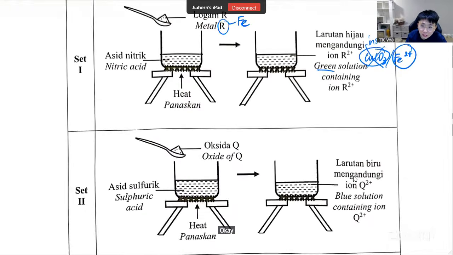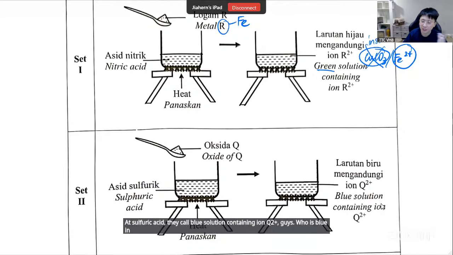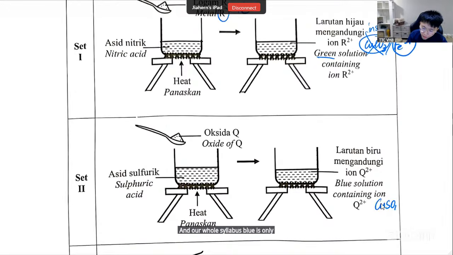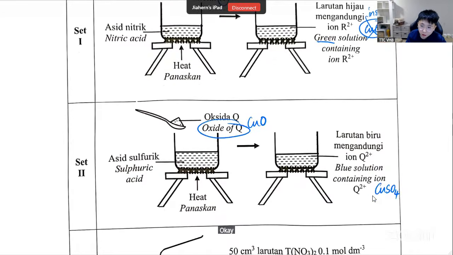Then moving down, oxide of Q. So Q has oxygen, but who is Q? I don't know yet. Add sulfuric acid, it becomes a blue solution containing ion Q2+. Guys, what is blue in your whole syllabus? In our whole syllabus, blue is only CuSO4. So most likely the oxide of Q is CuO. All good. So Q2+ is Cu2+.